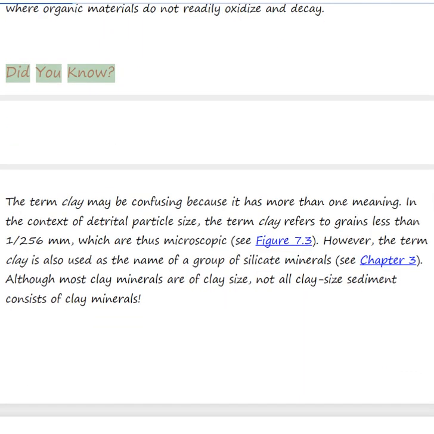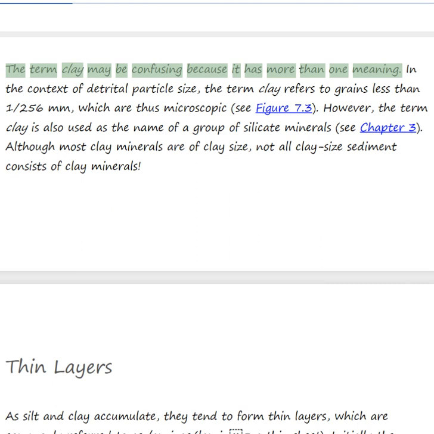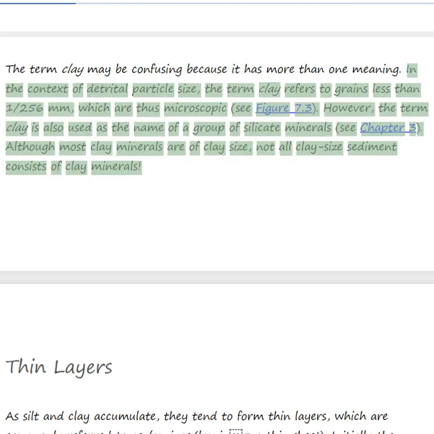Did you know? The term clay may be confusing because it has more than one meaning. In the context of detrital particle size, the term clay refers to grains less than 1/256 mm, which are thus microscopic. However, the term clay is also used as the name of a group of silicate minerals. Although most clay minerals are of clay size, not all clay-sized sediment consists of clay minerals.